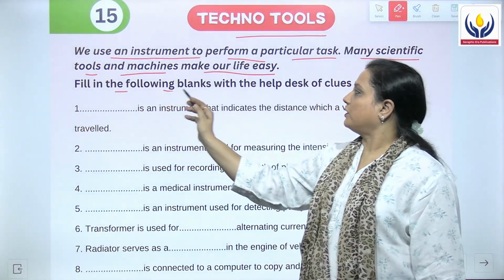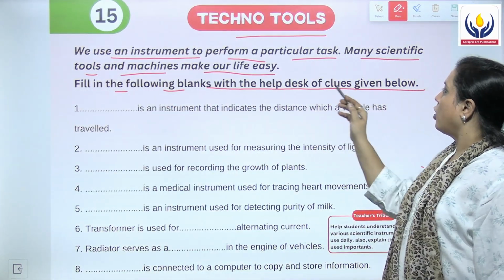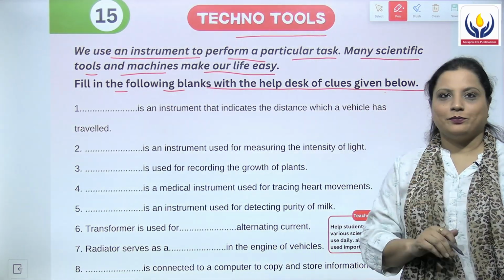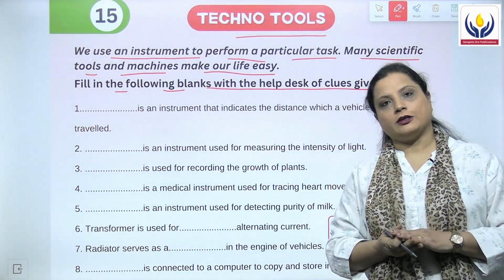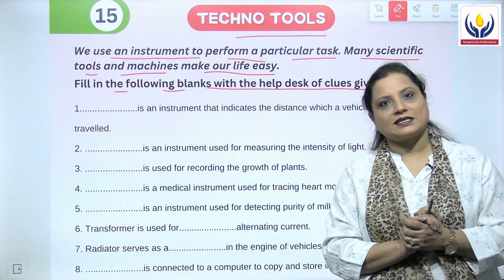So fill in the following blanks with the help of clues given below. So you will take the help of the help text and then fill it. So let's now begin with the exercise.